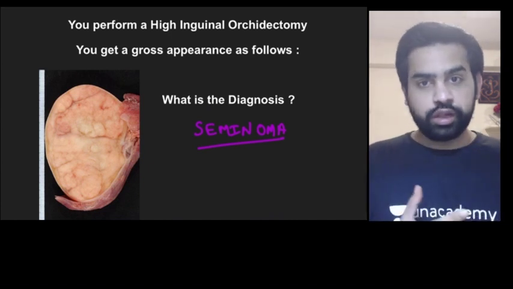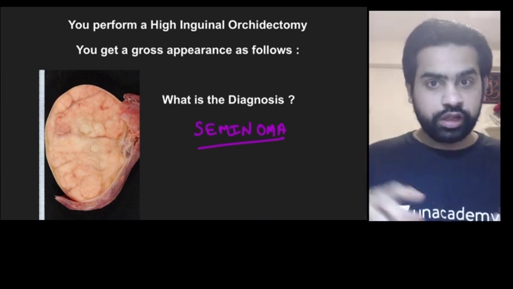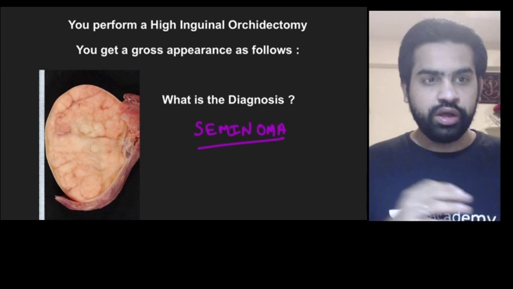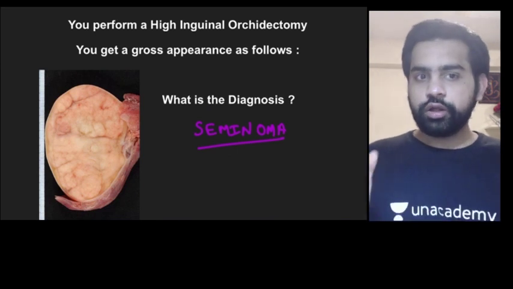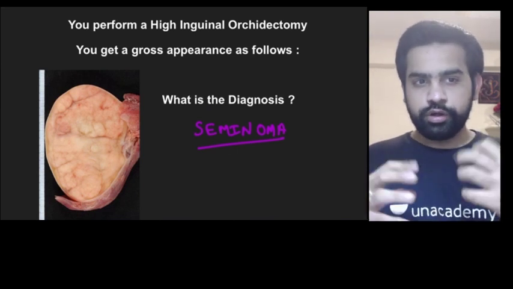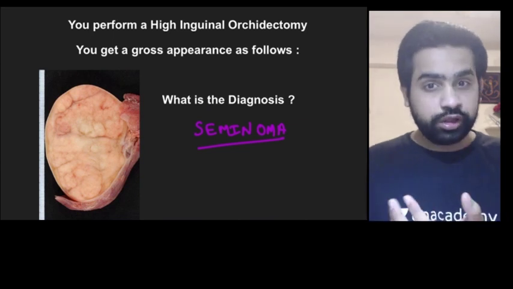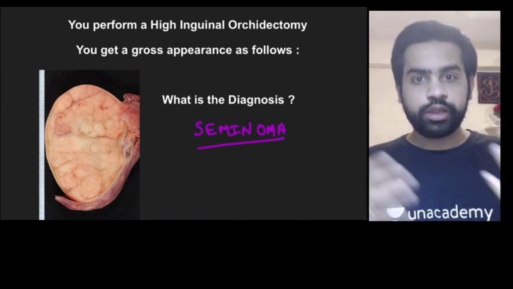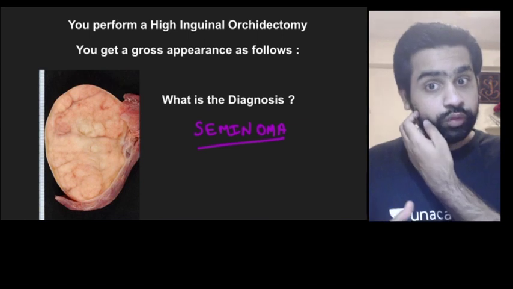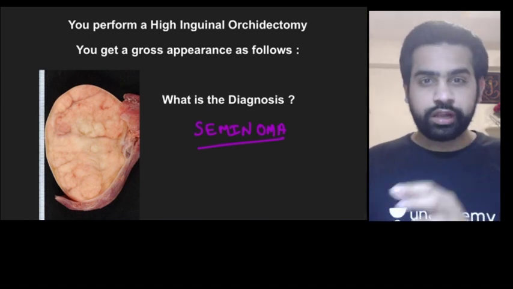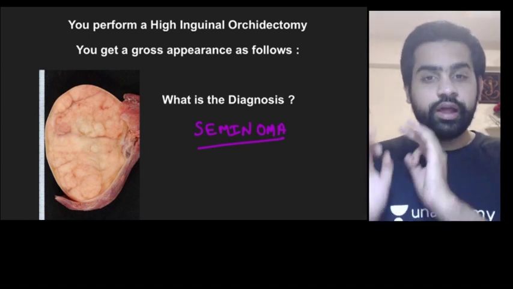As you can see in this gross specimen, the shape of the testes is still maintained, and it is a homogeneous tumor. It has no signs of necrosis, no signs of cystic lesion, nothing. It is a homogeneous tumor. That is why it is most probably a seminoma. Obviously the final report will come after the histopathology, but on gross examination, this is a characteristic feature of a seminoma.